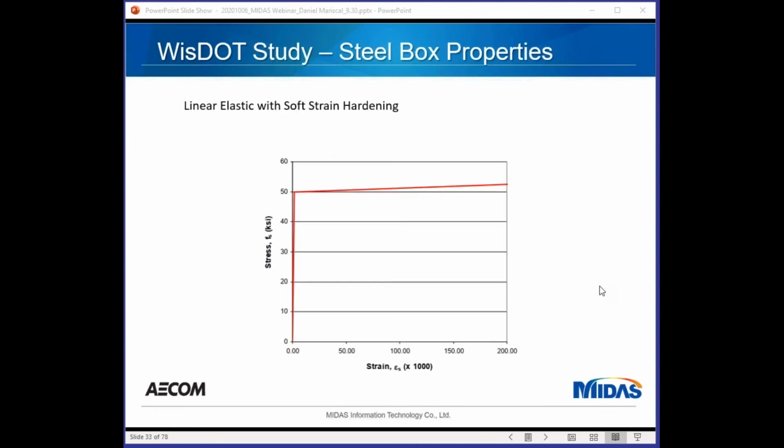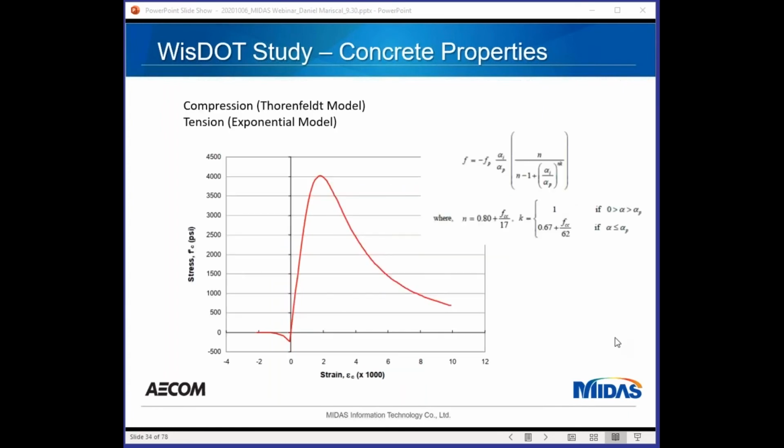So these are some of the material properties that we used in the analysis. The steel box girders were linear elastic with some softening, basically a very vertical curve, and then a very flat plastic hardening. This is the compression and the tension for the concrete. We used a Thorenfeldt model. You can see the relationship between the stress and the strain on the top. We had a little bit of tension hardening, so it does take a tiny little bit of tension, but then it basically ruptures.